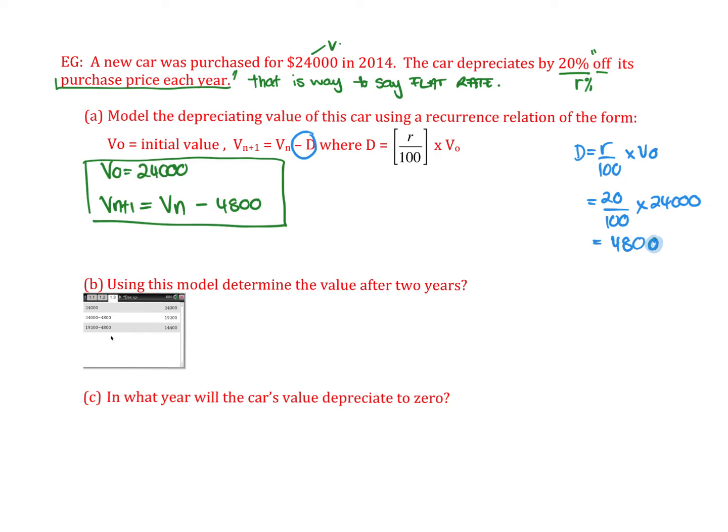So you can see I've popped the screen dump of the calculator. This is where we put 24,000 in, press enter, and then we write minus 4,800, and it gives us the answer, that's the first year. Then you can just keep pressing enter and it'll give you the second year. So after 2 years, V2 was 14,400.